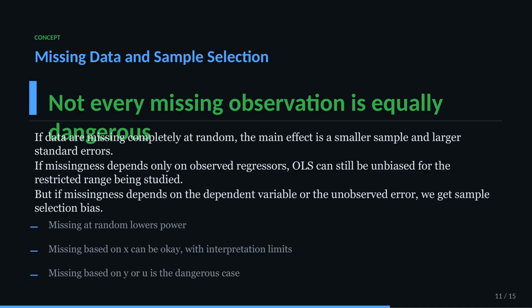Next comes missing data and sample selection. Not all missing data are equally bad. If observations disappear completely at random, the main loss is sample size and precision. If missingness depends only on observed X variables, OLS can still be okay, although your interpretation may only apply to that observed range. The really dangerous case is when missingness depends on the dependent variable or on the unobserved error. Then, the available sample is systematically different from the target population, and OLS inherits sample selection bias.